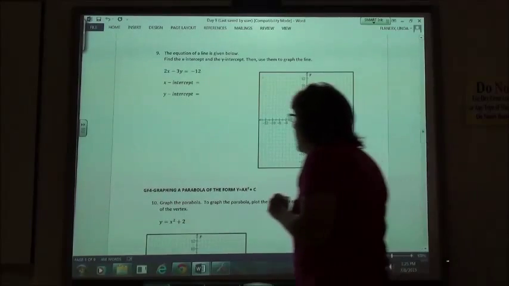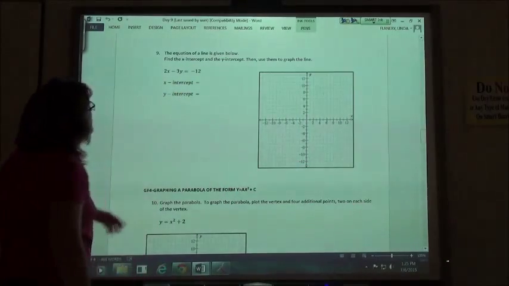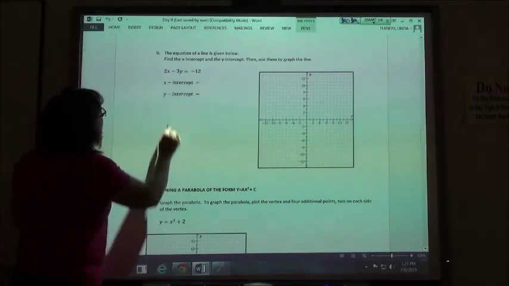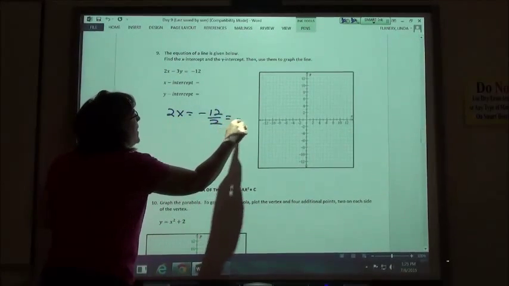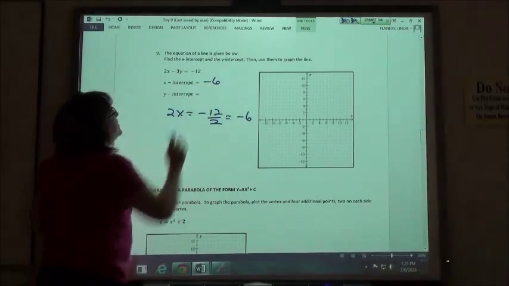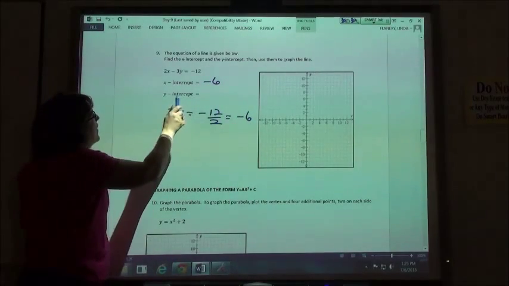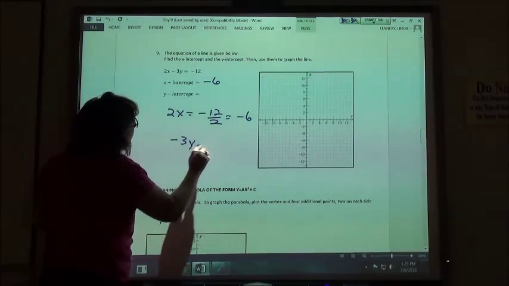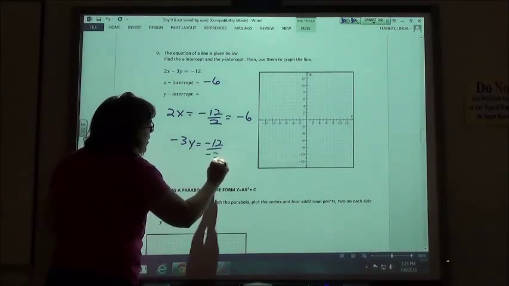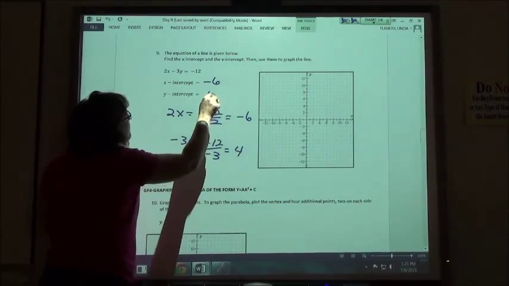And on my third one here, if I'm doing my x-intercept, I'm putting 0 in for y. So 2x would equal negative 12. Negative 12 divided by 2 gives me an x-intercept of negative 6. If I do my y-intercept, I'm putting 0 in for x, so negative 3y equals negative 12. When I divide, I get a positive 4.